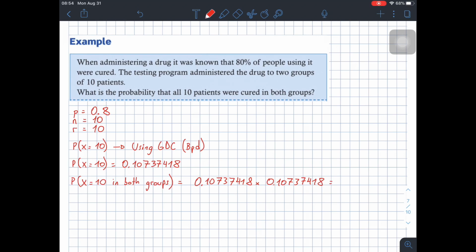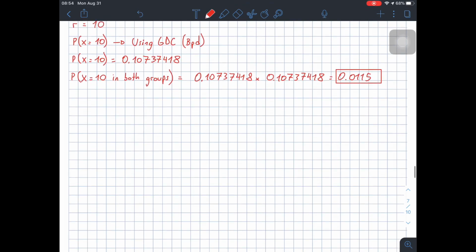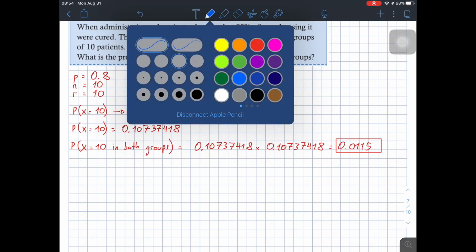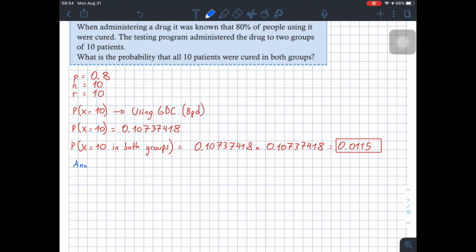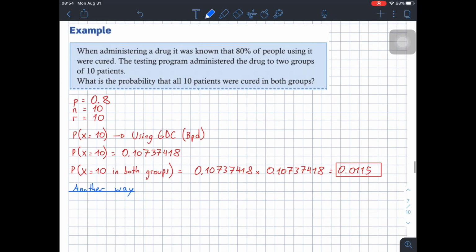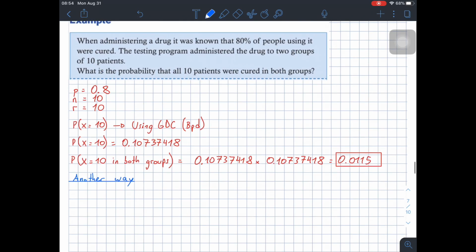If you do this in the calculator, you should get 0.0115. So you see that the probability of all 20 of them getting cured is very, very small. It's 1.15% only, okay? Now, there's another way, although I don't really like this way, but it's kind of faster. If you consider all of this to be only one group, 2 groups of 10, we're going to join them and consider them to be one group of 20, right?